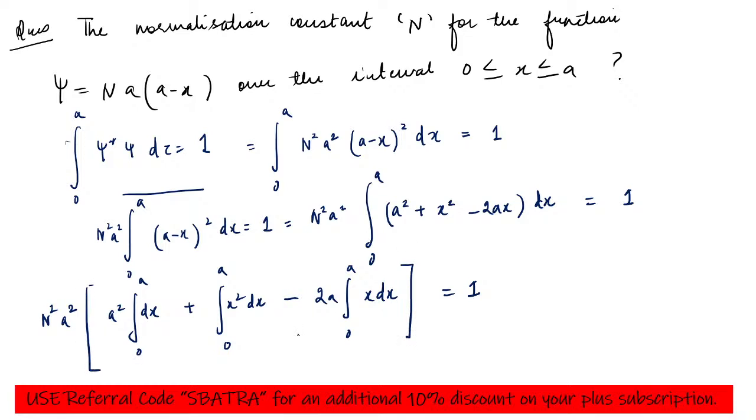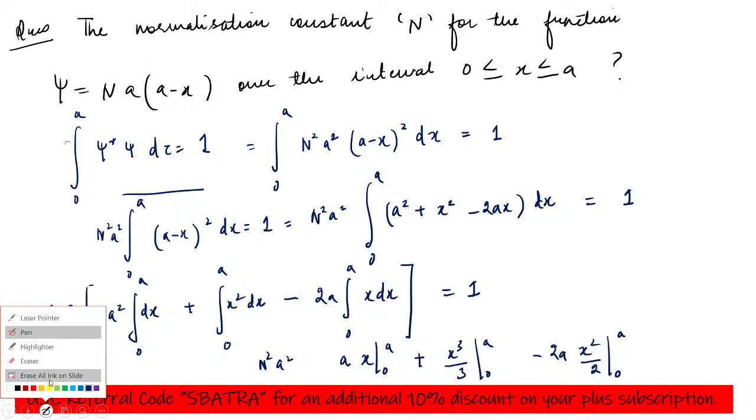What will this give you? This will give you N square times a square times the integration of dx, which is x, from 0 to a. Then you have x square, which is x cube by 3, from 0 to a. Then you have minus 2a times x square by 2, from 0 to a.